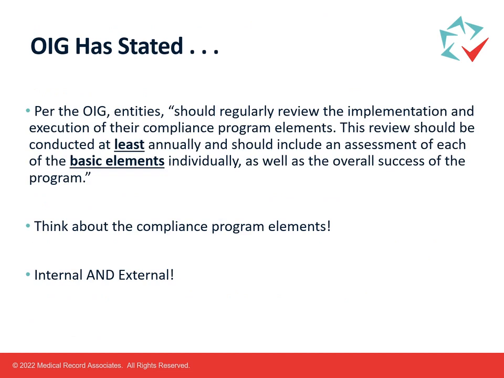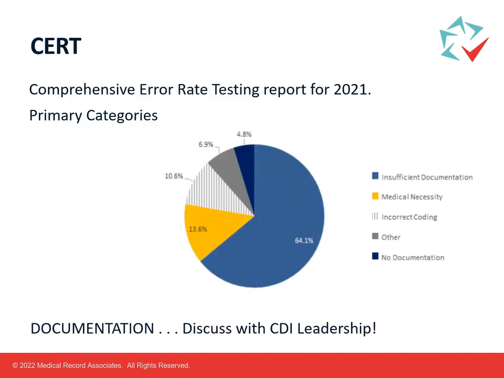Now, the OIG has stated that we should regularly review our compliance elements. This review should be conducted at least annually and should include an assessment of each of the basic elements. Do you remember what those basic elements are? Think about compliance program elements. Well, they do include auditing and monitoring, education, external and internal is good to have in this area, again, to mention that. Don't just rely internally on your own set of eyes that are part of your organization. We can get a little biased sometimes in that. I try not to, but it can happen. So an external review is always good.